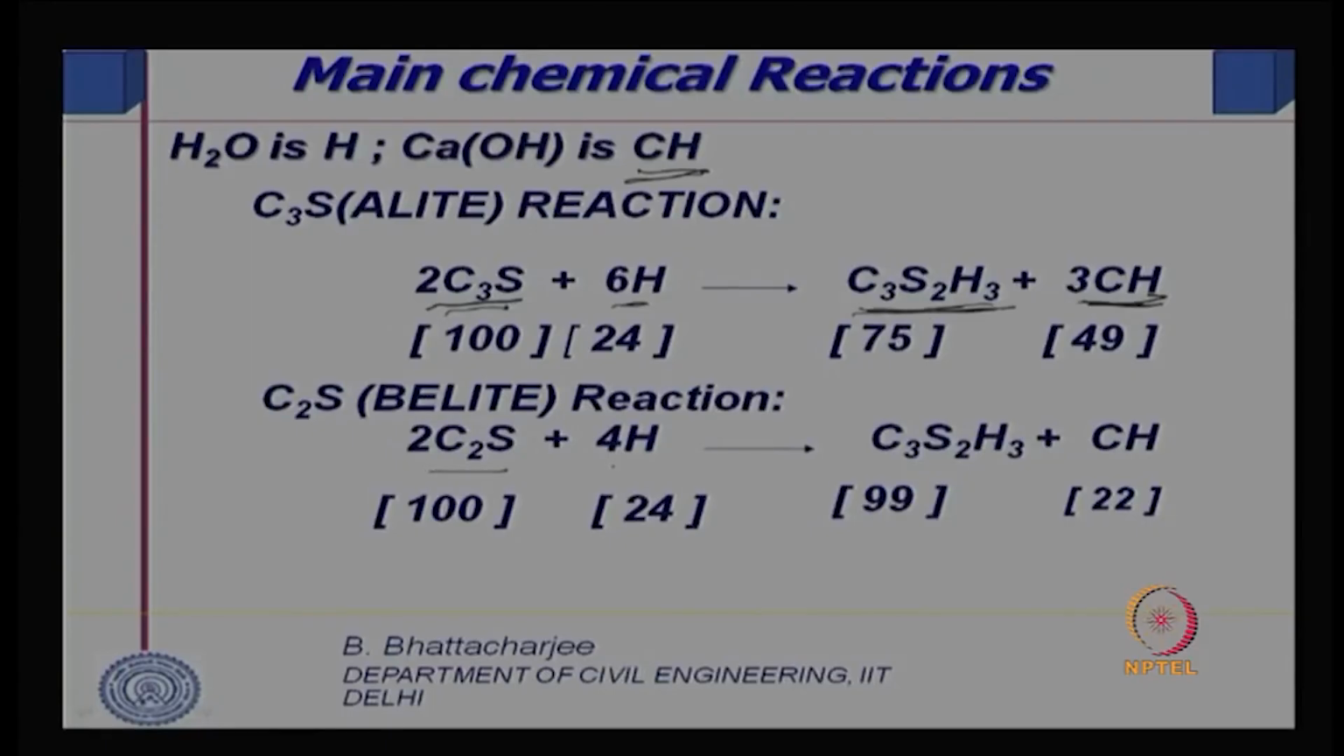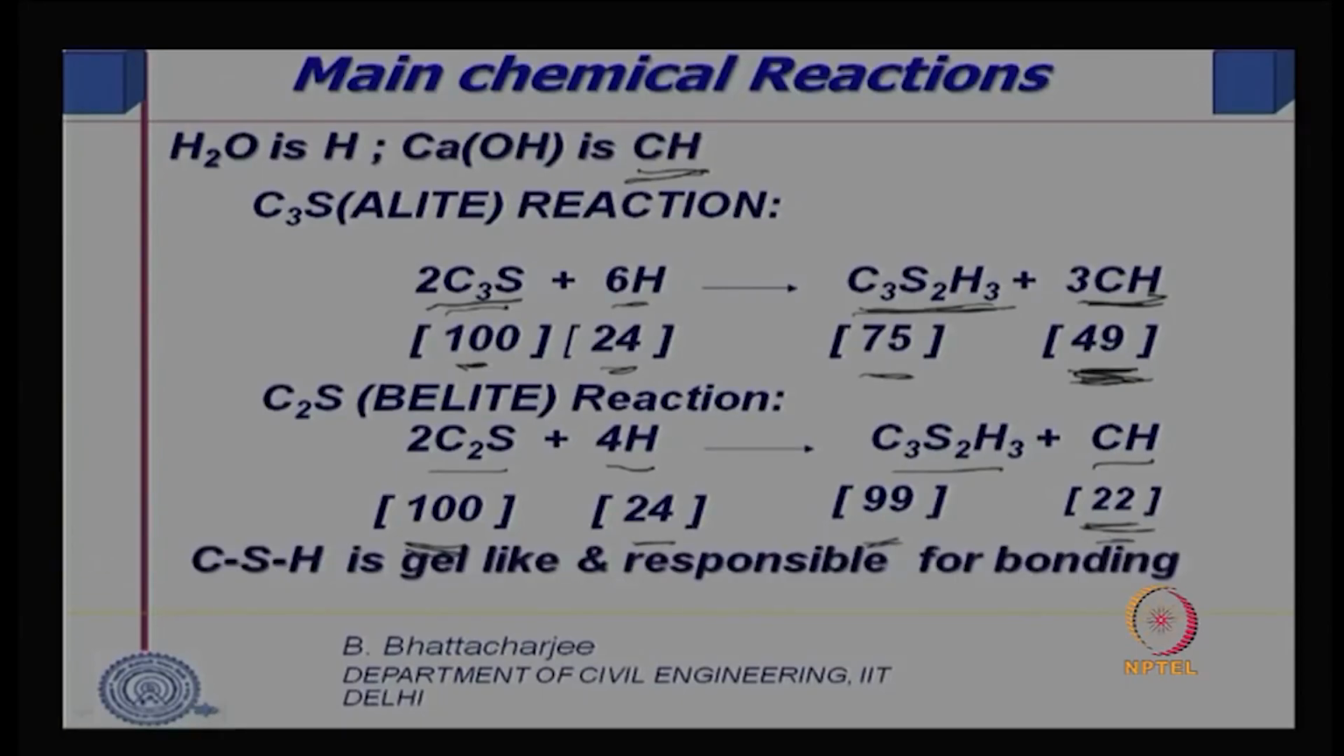Similarly, belite or C2S also reacts, forming calcium silicate hydrate and calcium hydroxide. One can note that C3S produces more calcium hydroxide than C2S. 100 grams of C3S reacts with approximately 24 grams of water to produce 75 grams of C3S2H3 and 49 grams of CH. So, these are the two most important reactions.